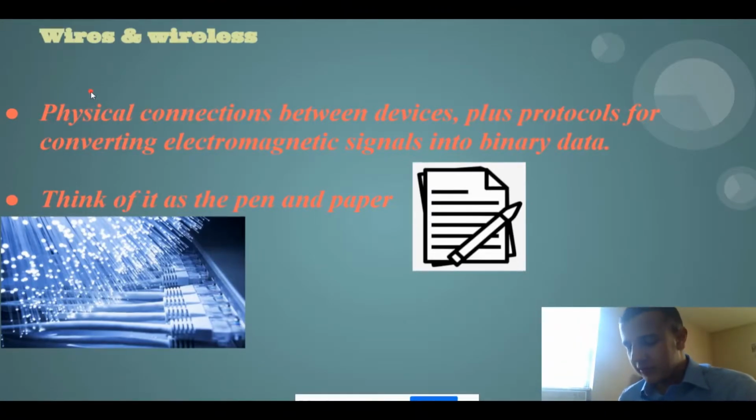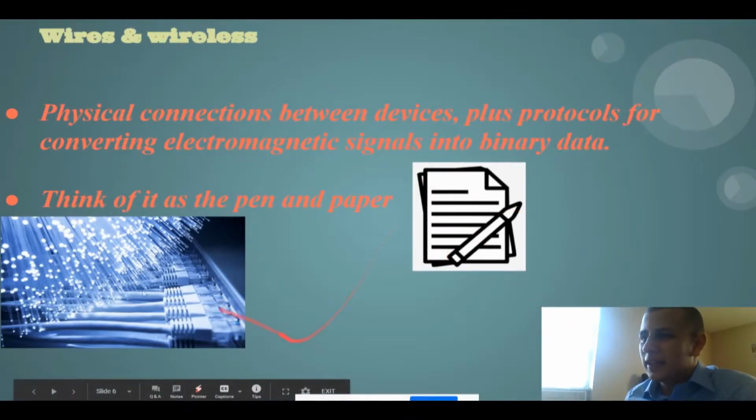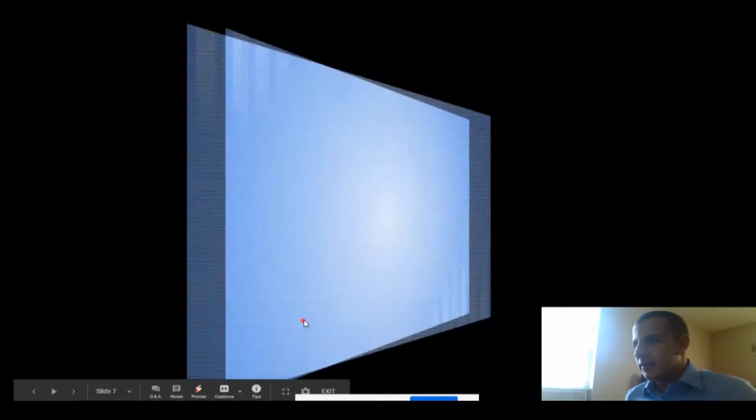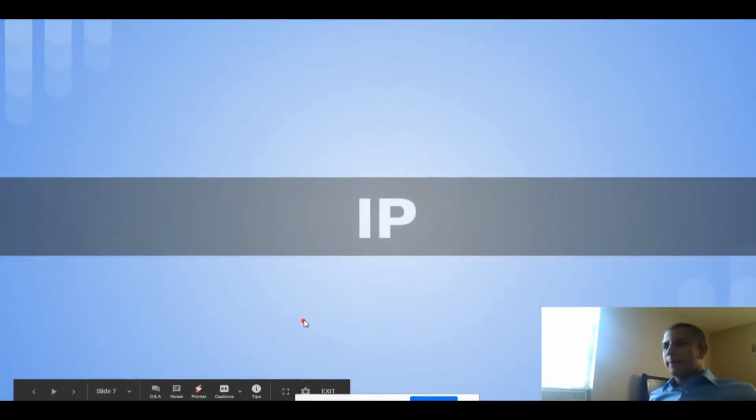If we're looking at the letter example, wires and wireless in the internet world is kind of like pen and paper in the letter example. It's the raw materials that we get started with. Like a pen and paper, but in the internet world we have wires and wireless. So like infrastructure, right? Yeah, infrastructure.